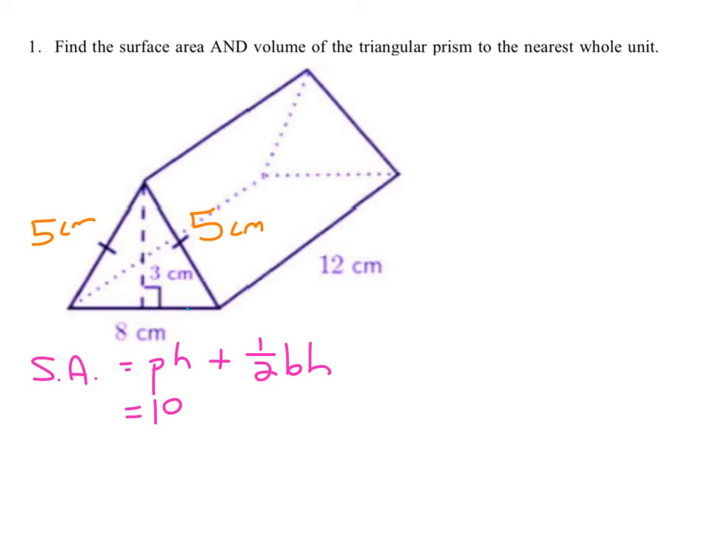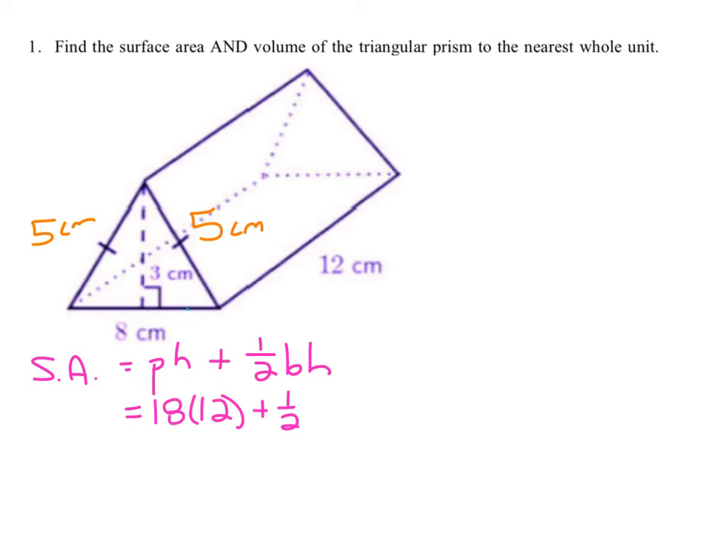So we can then say, okay, then we've got 18 times the height. And the height, remember, we're finding this first part, P times H, is finding the lateral area, means the height of this whole prism. So the height of that is 12. So we fill in 12. Okay, plus 1/2. Now we're finding the surface area of this one triangle.